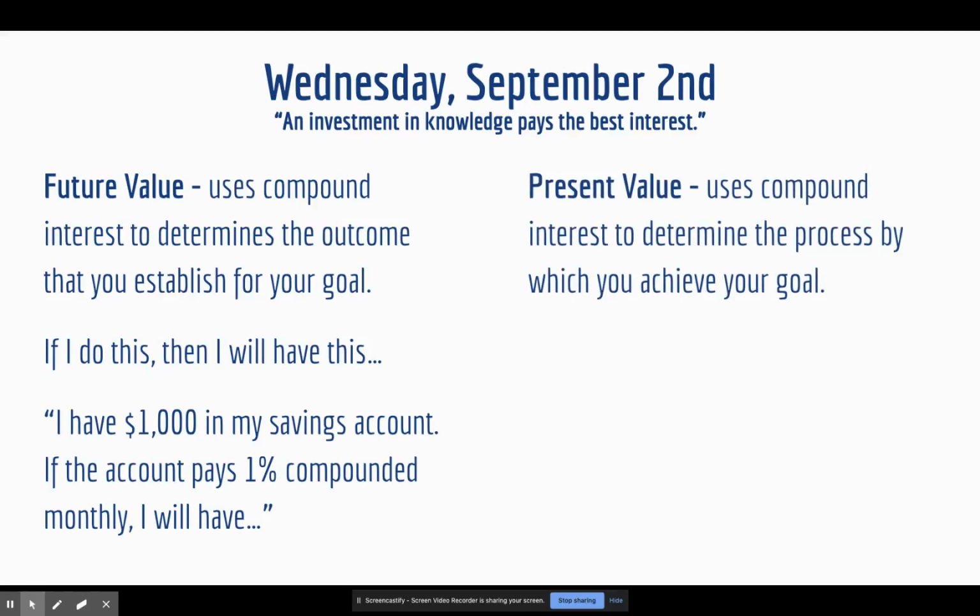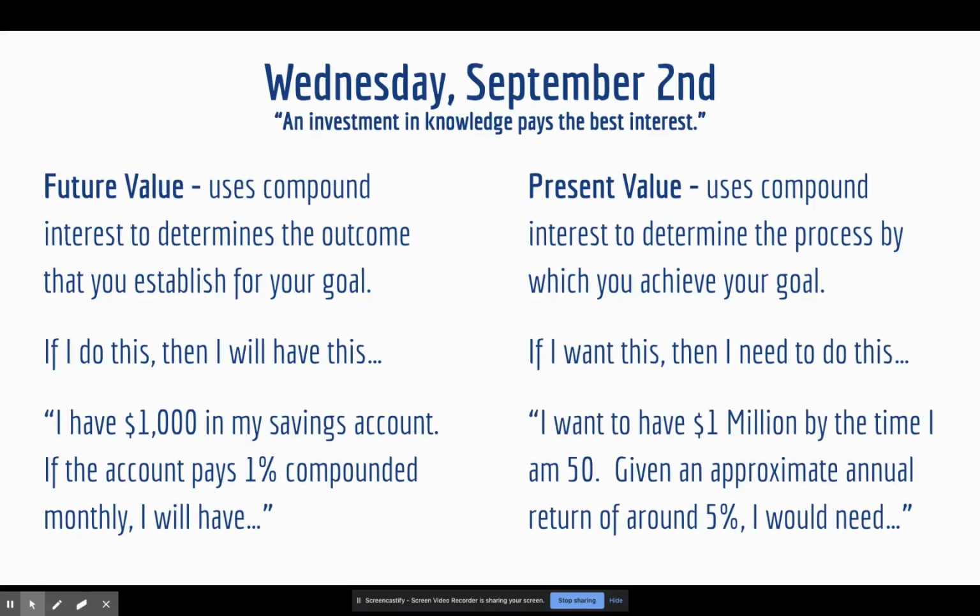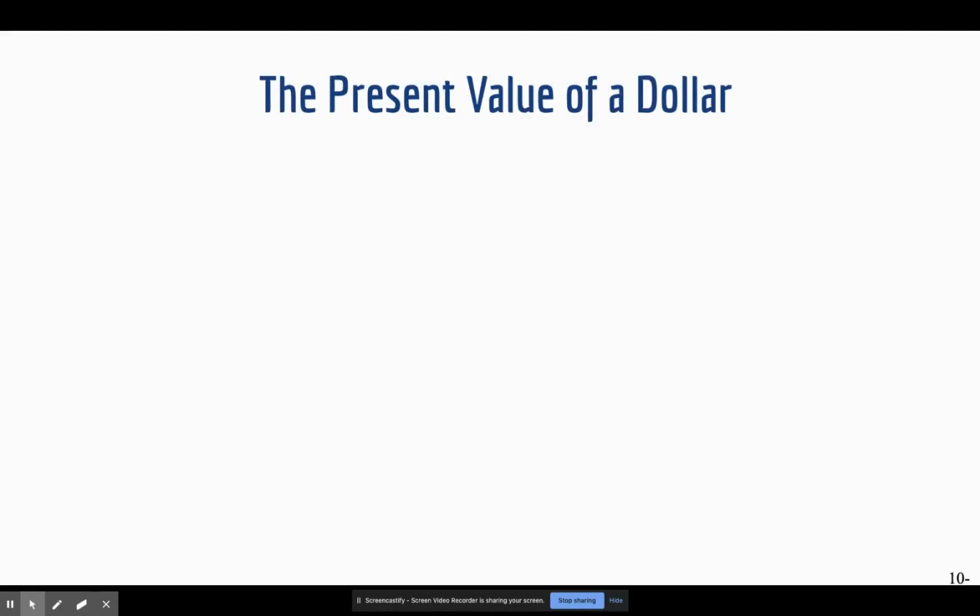Present value. Present value uses compound interest to determine the process by which you achieve your goal. So if I want this, then I need to do this. I'm going to go ahead and say I want to have $1 million by the time I am 50. You guys have more time to get there than I do. Given an approximate annual return of around 5%, I can think about, all right, well, what are the steps I need to take? How much money do I need today in order to get that $1 million? Or how much money do I need to start putting away every month, every year in order to reach my goal? All right, a little bit more about these two.